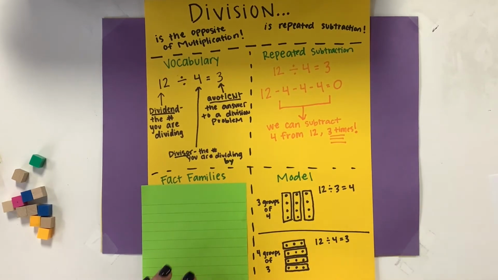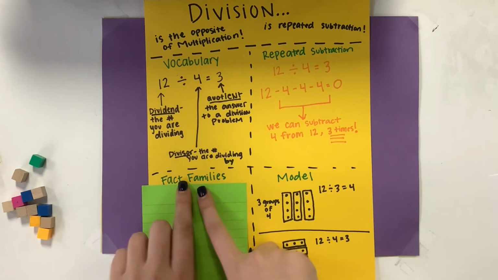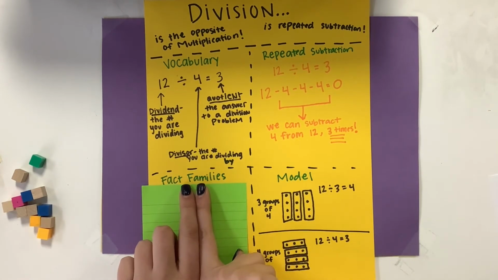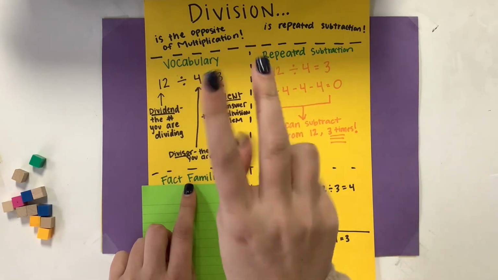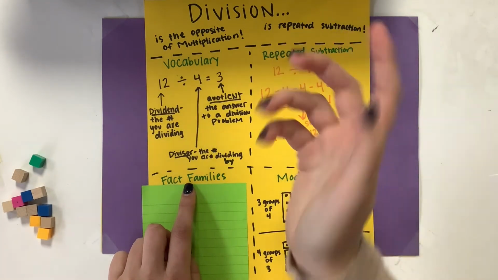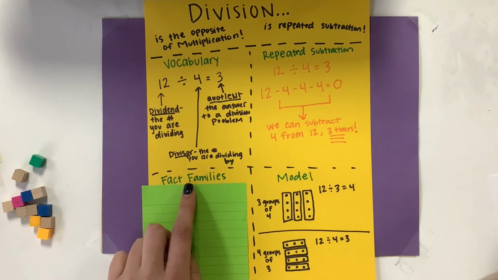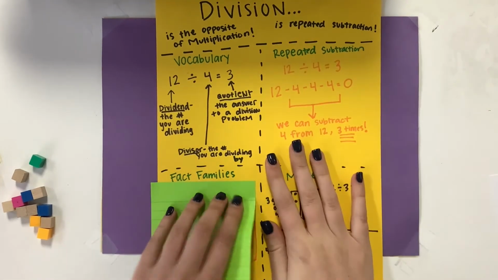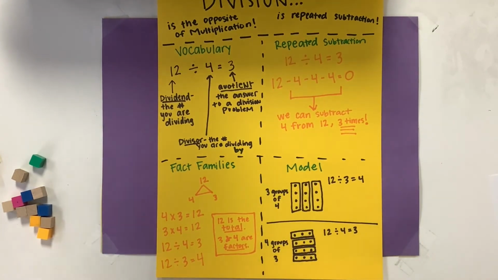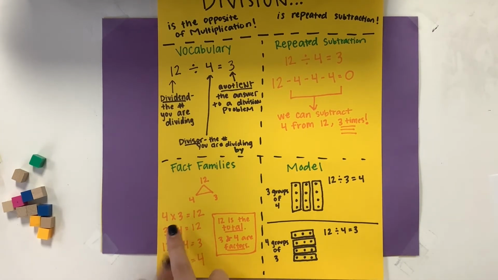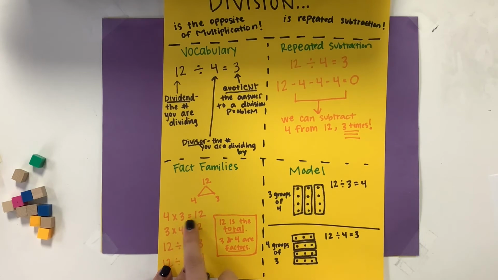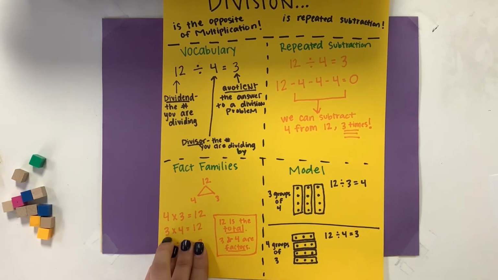Now, the last thing I want to talk to you about today is fact families. Maybe you remember with addition, we talked about fact families with addition and subtraction. So if we know 4 plus 2 equals 6, the opposite of that would be 6 minus 2 equals 4. Same thing works for multiplication and division. You can have fact families. So we already know that 4 times 3 equals 12, and we know that we can flip that to 3 times 4, and that will also equal 12.